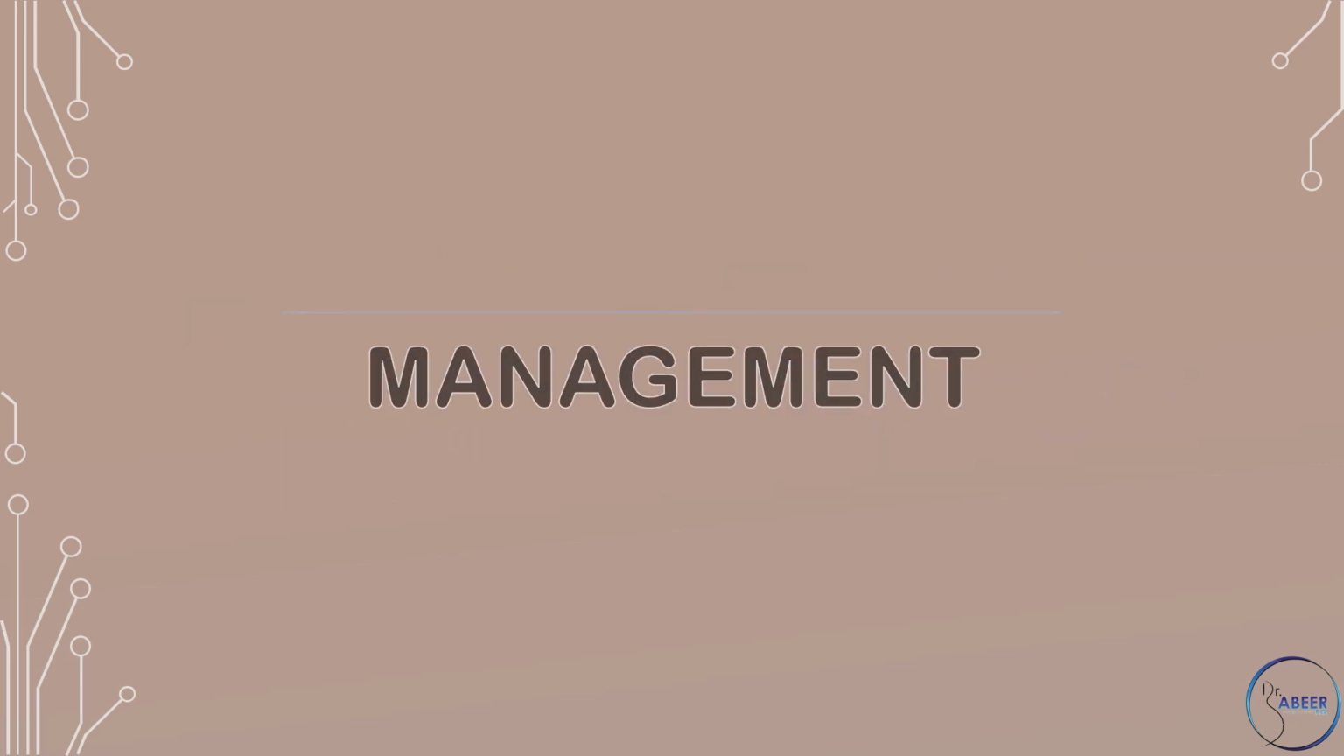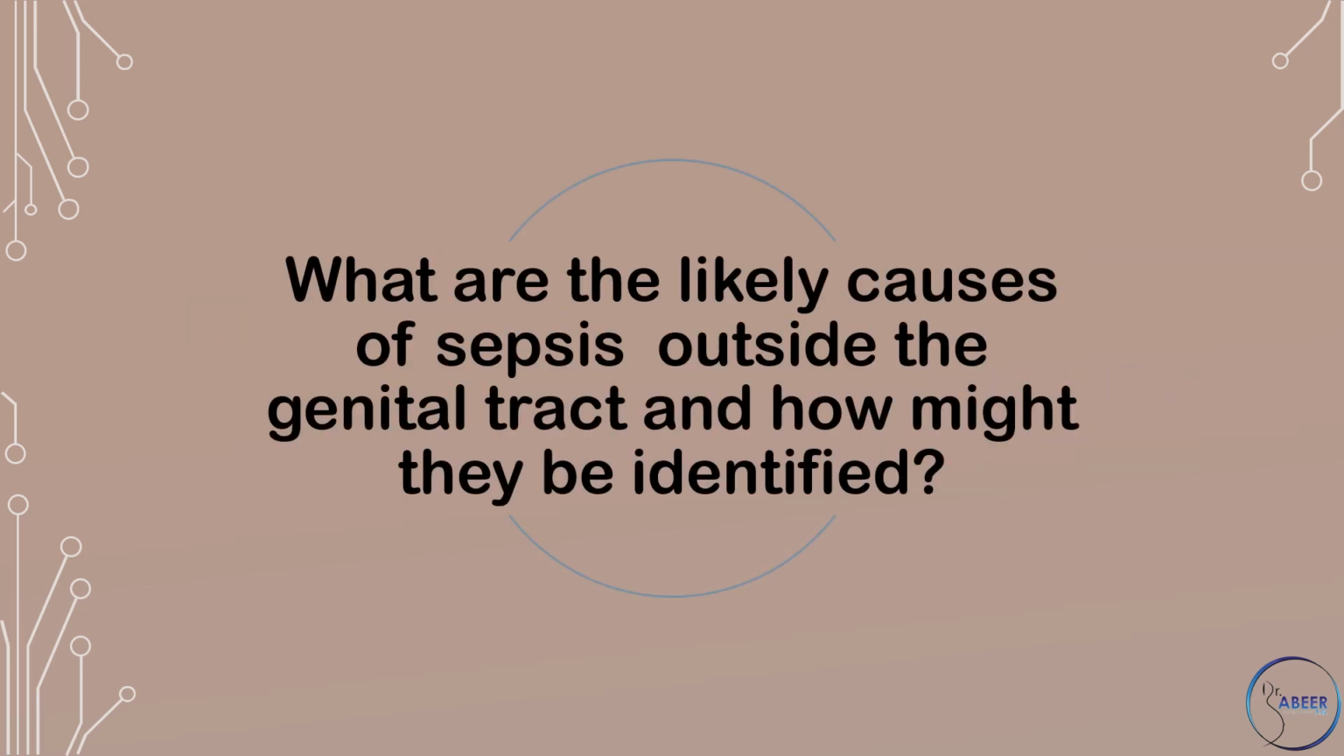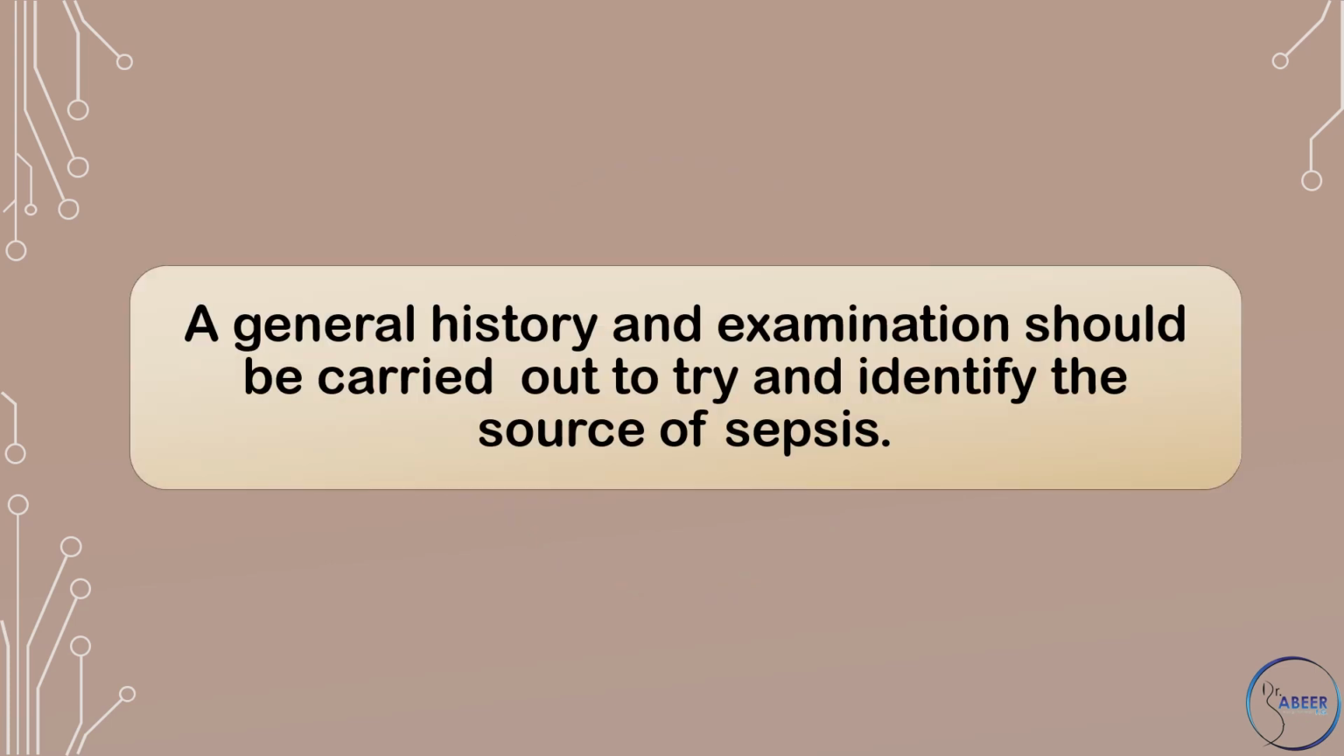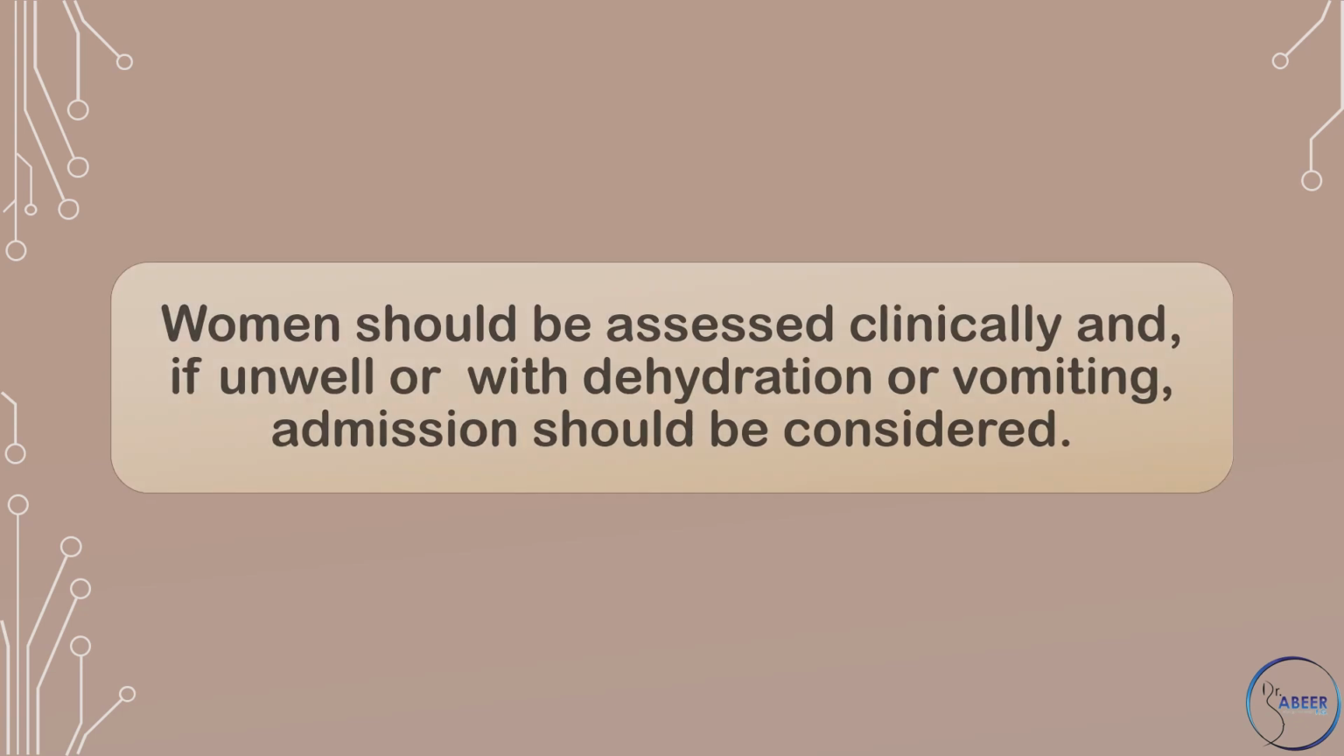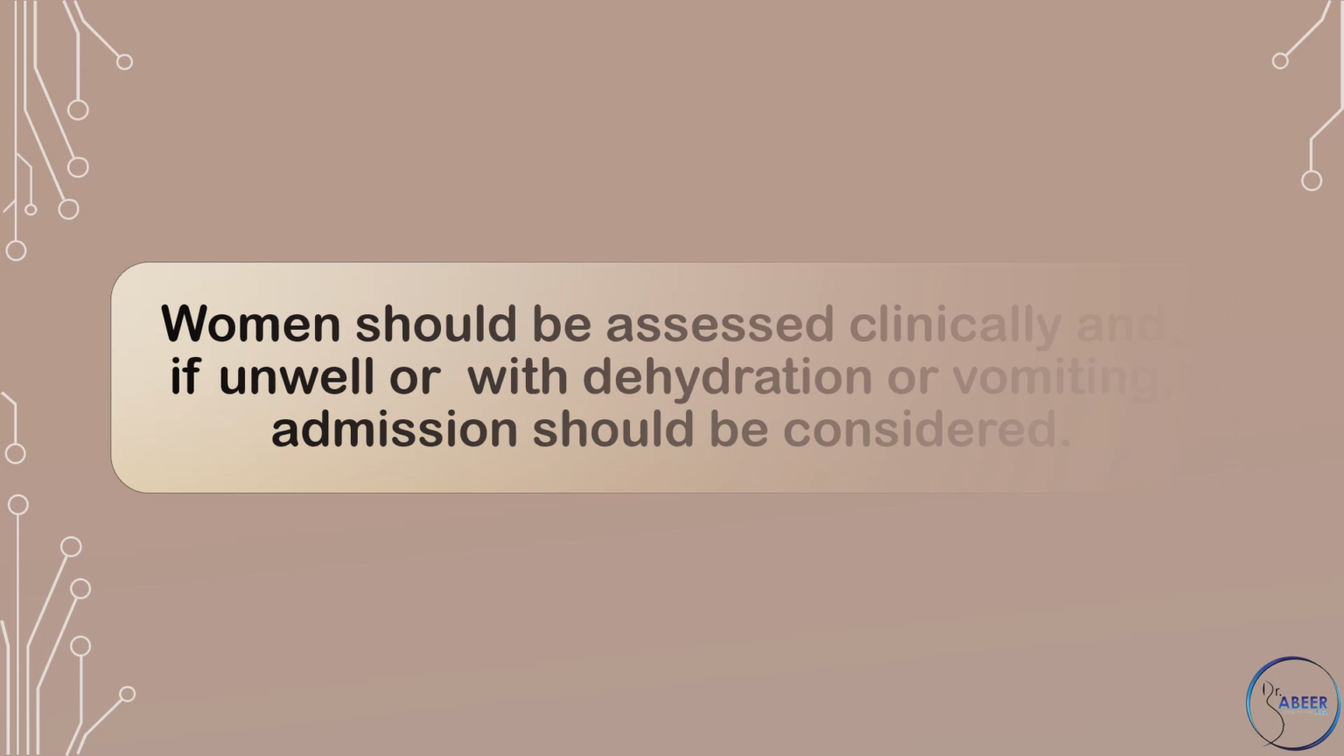Management. What are the likely causes of sepsis outside the genital tract and how might they be identified? A general history and examination should be carried out to try and identify the source of sepsis. Women should be assessed clinically, and if unwell or with dehydration or vomiting, admission should be considered.